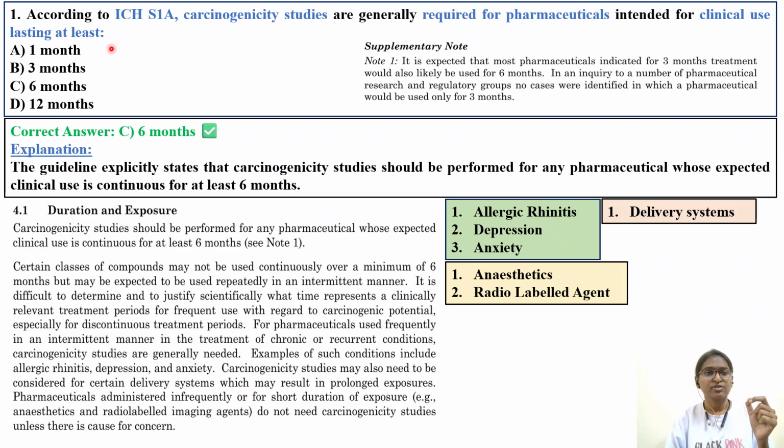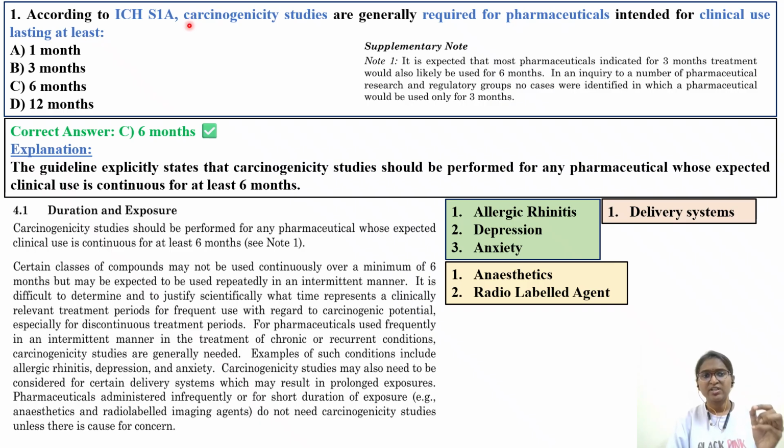Okay. So the first question is, according to ICH S1A guideline, carcinogenicity studies are generally required for pharmaceuticals intended for clinical use lasting at least. So we need to identify the pharmaceuticals, the treatment duration when it is given to human beings. Based on the treatment duration, what kind of studies you need will be listed under the ICH M3R2 guideline. So for doing cancer studies, what is the treatment duration, the clinical duration?